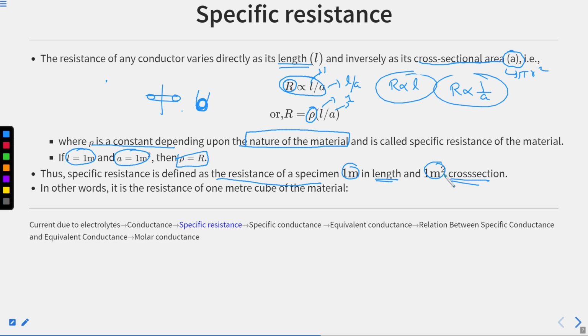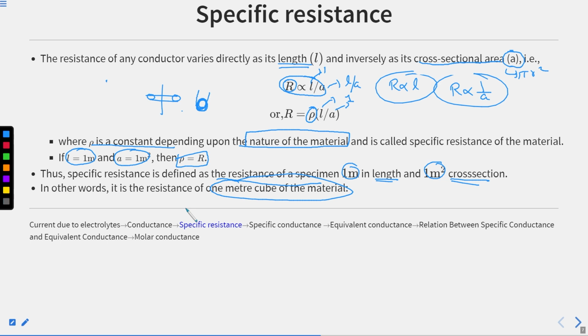In other words, it is the resistance of 1 meter cube of the material. It is the resistance of 1 meter cube of that material. So if you take a material that is in cube shape, and you find this cube to have a volume of 1 meter cube, then its resistance will be equal to the specific resistance. Is this clear to you?